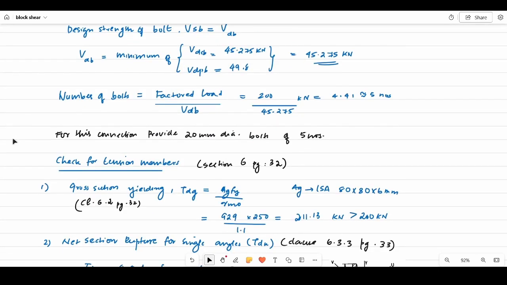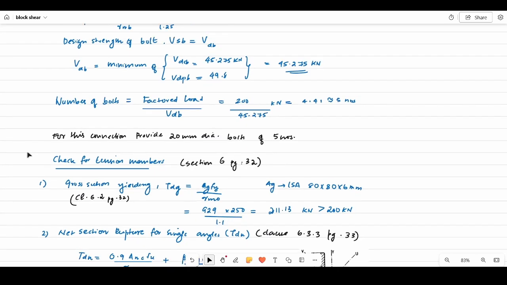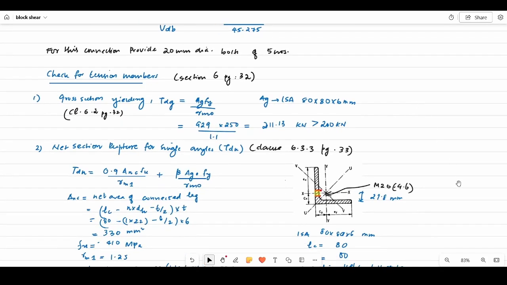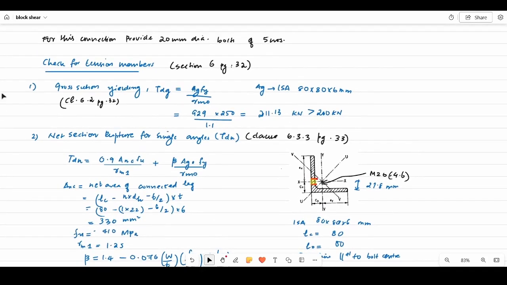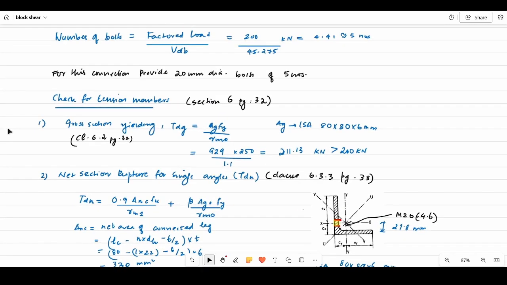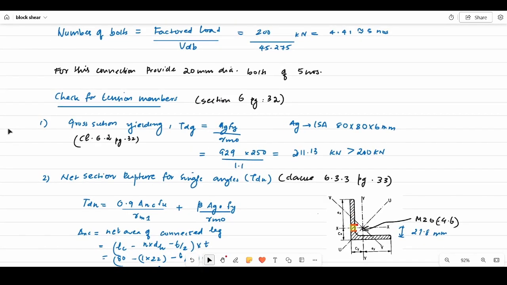Now we have calculated the section size from the steel table, which is ISA 80 by 6. We also calculated the number of bolts. So when we see, the figure will look like this. Now what we have to do is check whether the tension member we considered and the bolt sizes we provided are safe or not.